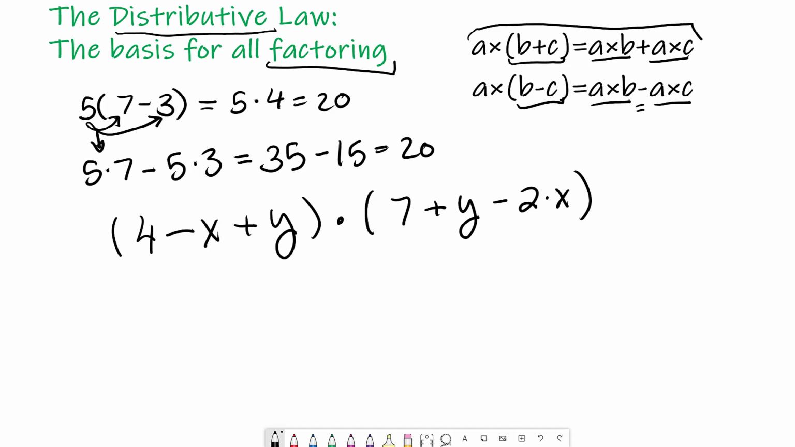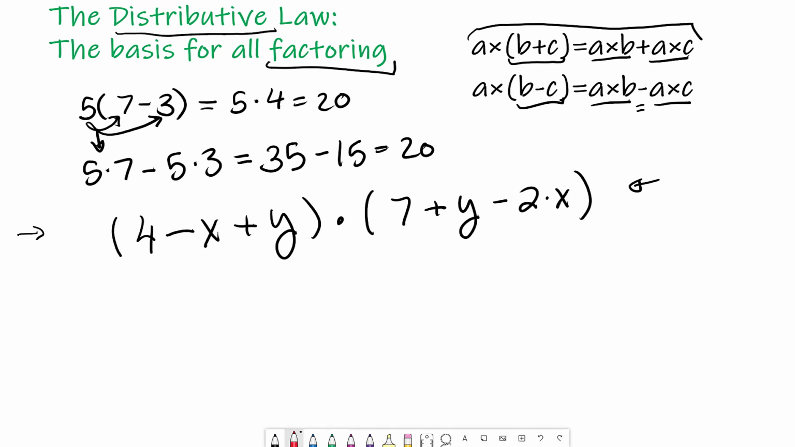And I'm going to use a few different colors so that it's clear. So what we're going to have to do is take every number from this first parentheses and multiply it by every number in the second parentheses. And we will add or subtract it according to the signs before each one of these terms. So let's just get started and look at how it works.